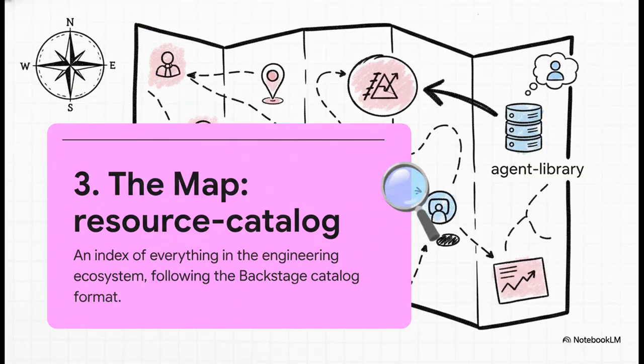And finally, part 3 is the resource catalog, or what we can call the map. This uses the industry-standard Backstage format to create an index of your entire engineering ecosystem. Now, it doesn't have any agent logic in it at all. All it does is tell you, hey, that agent library exists. Here's who owns it, and here's where to find it. It's the high-level guide that keeps everything from becoming a chaotic mess.